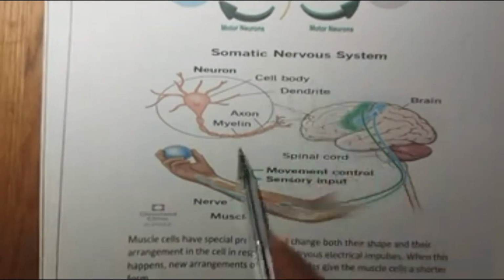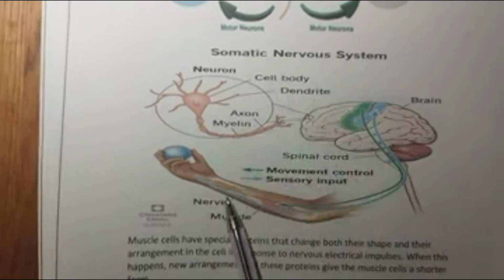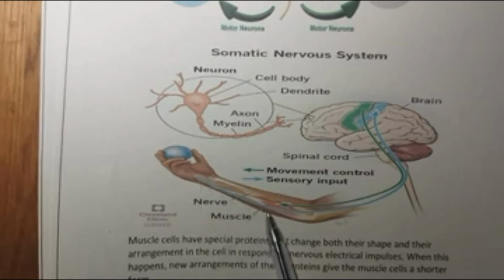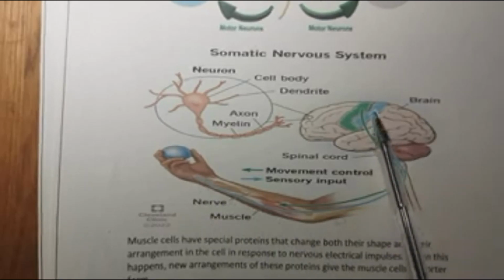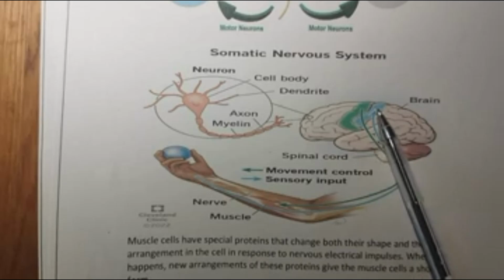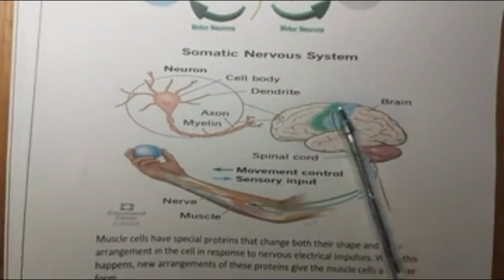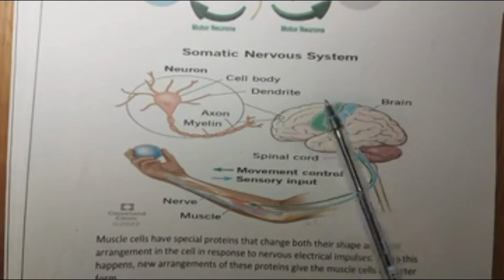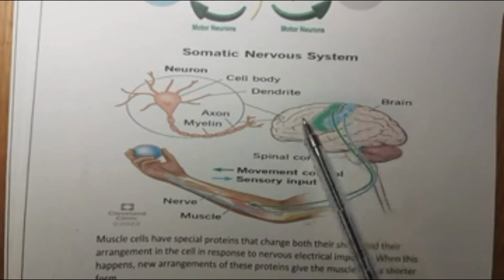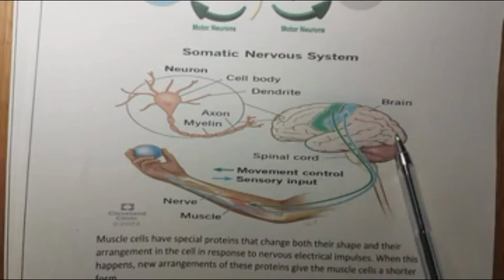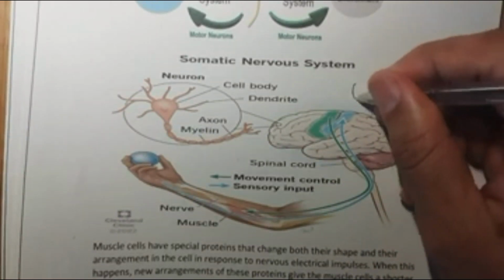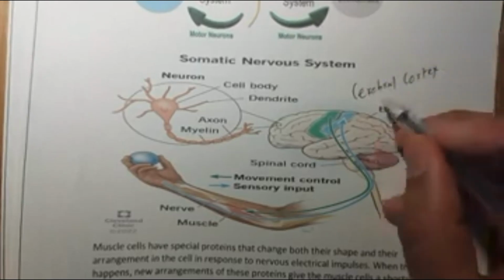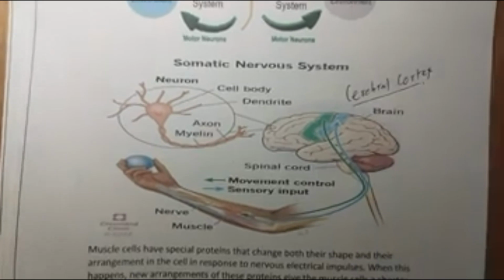Now, in the somatic nervous system, the information is conducted from the periphery by the nerve to the brain. The part of the brain that receives information is the cerebral cortex. I've told you this is the forebrain. It is also called the cerebrum, and the cortex is the outermost layer of the cerebrum, so it is also called the cerebral cortex. That's the extra information for you.